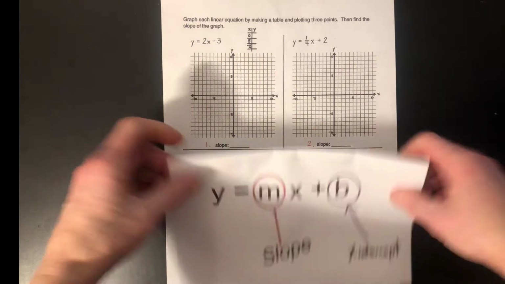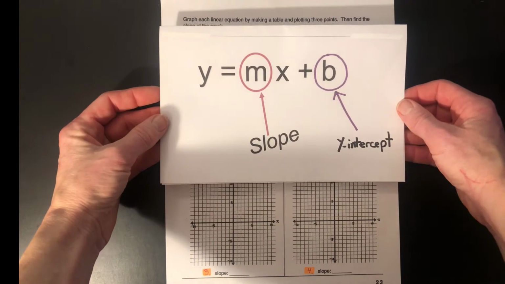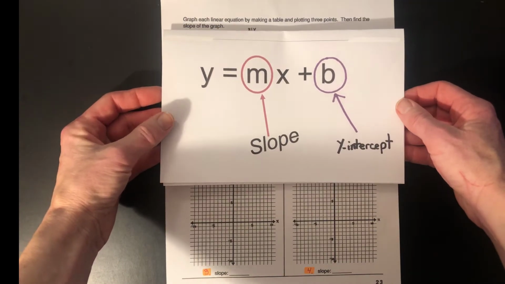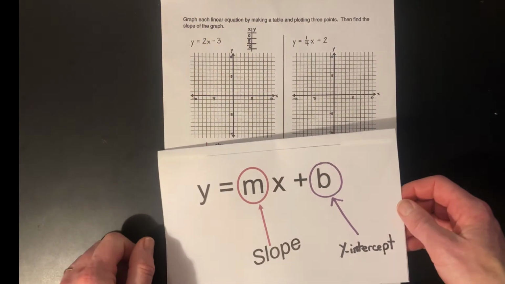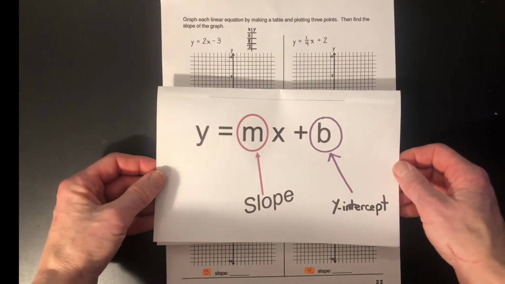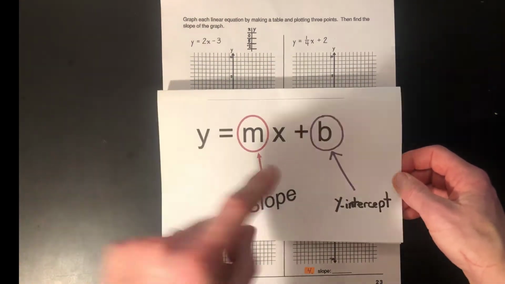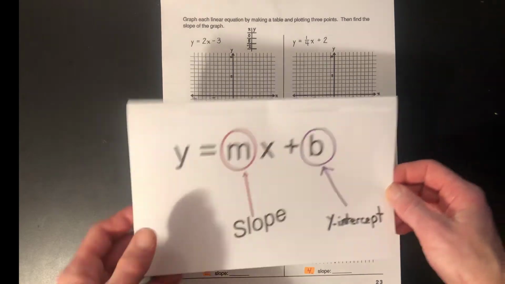However, this is the ultimate goal. So if you can do it this way and skip that step, then I would definitely encourage it. We will do the bottom two using the slope-intercept method.